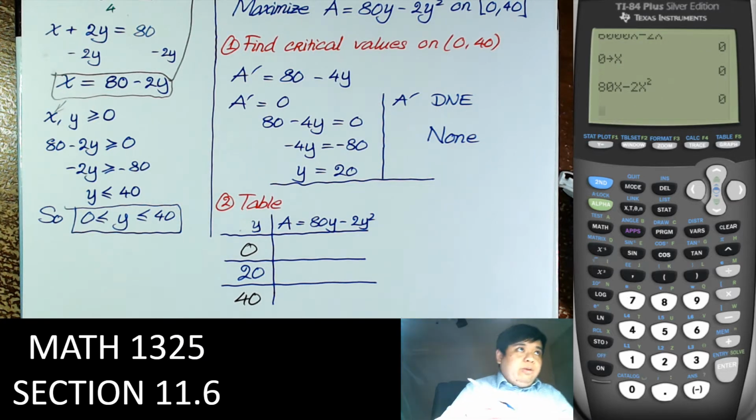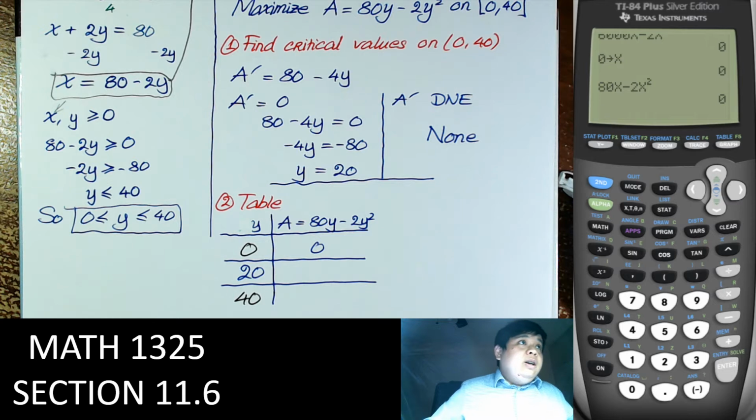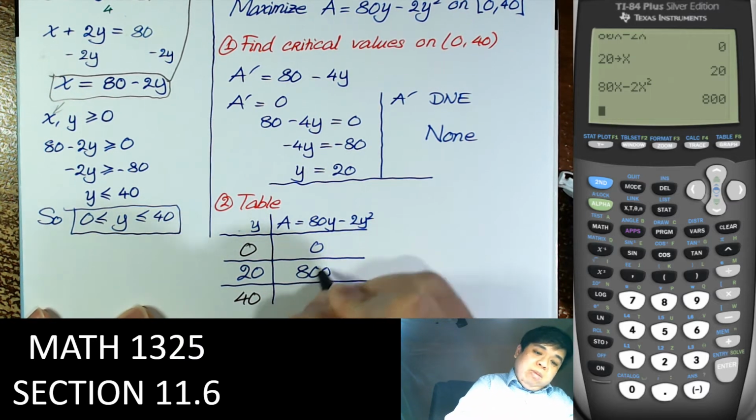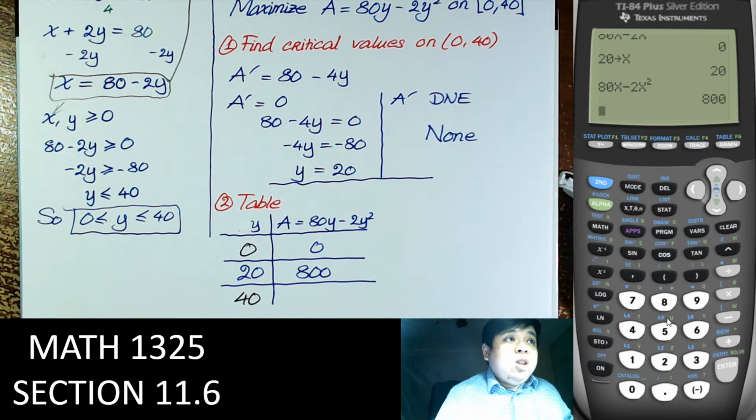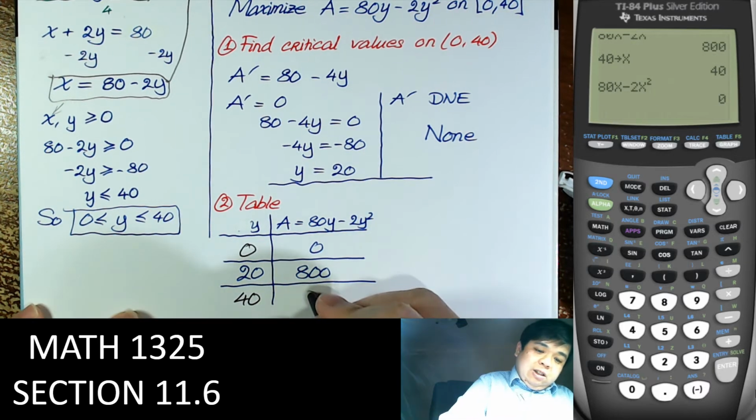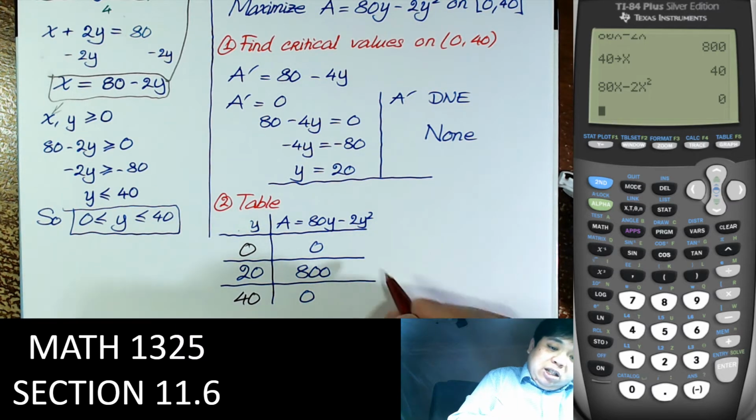Right, so for x equal to 0, we have 0. And x equal to 20, evaluate that function. 800. So the maximum area is 800 square feet, sorry. And now we have 40 is turned to x. Now we have 0. Obviously, this is the maximum.